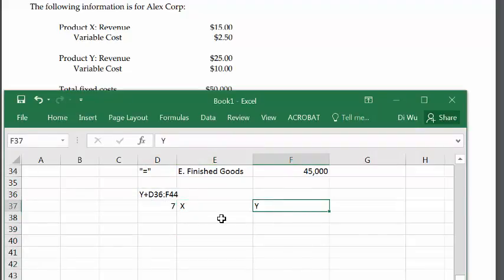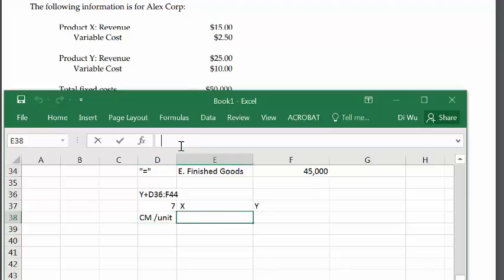So we're looking at X and Y here, and first of all I'm going to find the contribution margin per unit. So for X, I'm looking at 15 minus 2.5. For Y, I'm looking at 25 minus 10. So we have $12.5 per unit and $15 per unit for X and Y respectively.